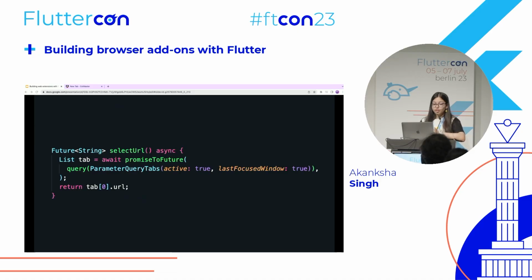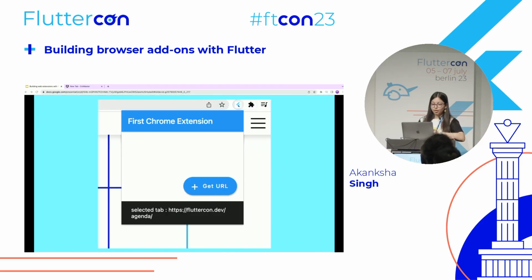And the function that we will use to select the URL of the current tab would look something like this, because from the JavaScript API we will get a promise, and we need to convert it to a future. So we'll use promiseToFuture, and we will call the query function and pass these two parameters, which are active and lastFocusedWindow. If they are both true, we will be able to get the URL of the current window, something like this.